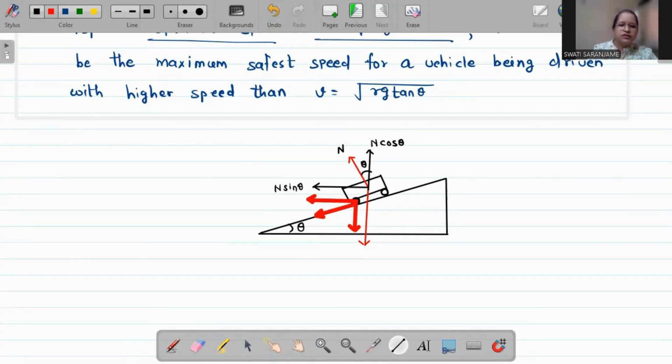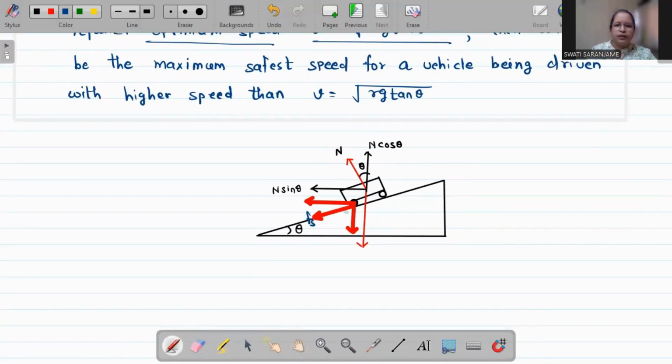So let us label this. This is the force of friction. Now, if this angle is theta, then this is an alternate angle, so this is also theta. So this component is Fs cos theta, and this component is Fs sin theta.